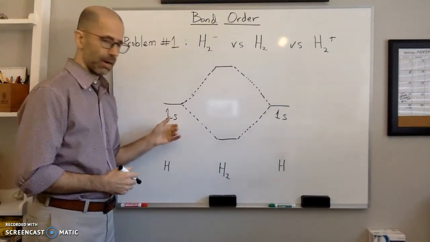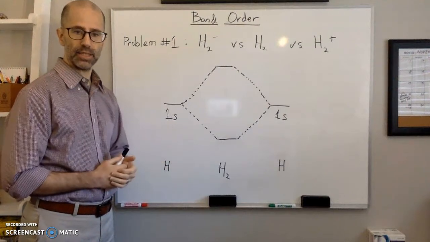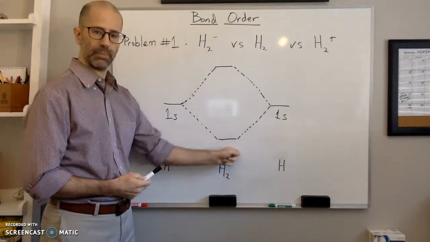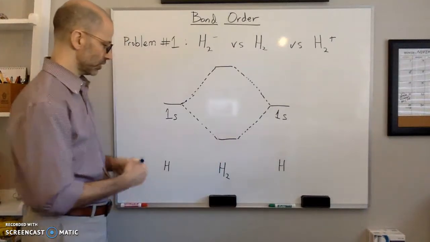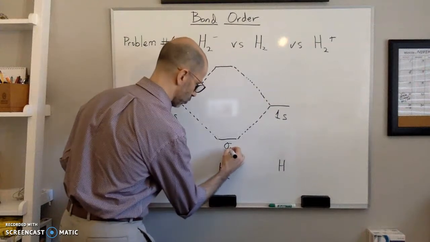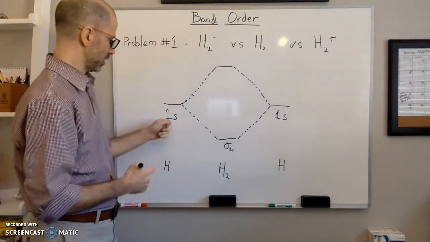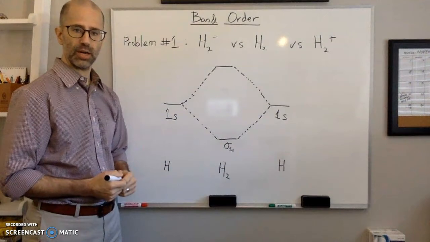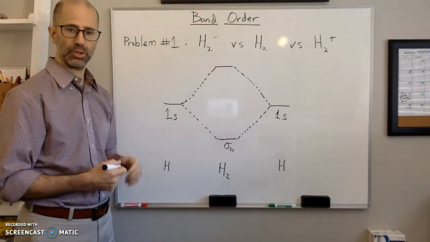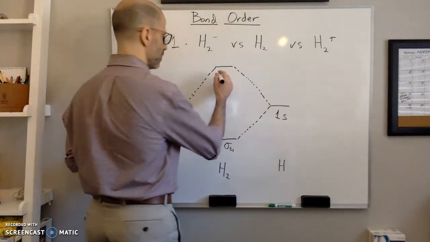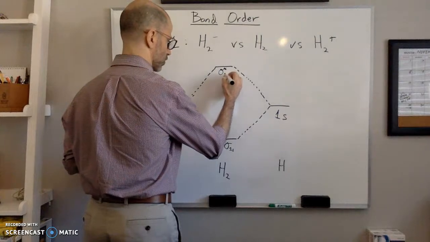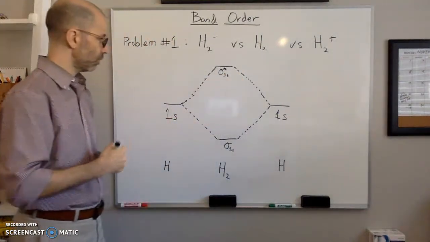These atomic orbitals are either going to interact constructively or destructively. If they interact constructively, they're going to end up on the bottom, lower energy. So this is going to be your sigma, the sigma 1s, because it's the 1s orbitals that are interacting. Then you can interact destructively, which is going to be higher energy, less stable. So this is going to be your sigma star 1s molecular orbital.